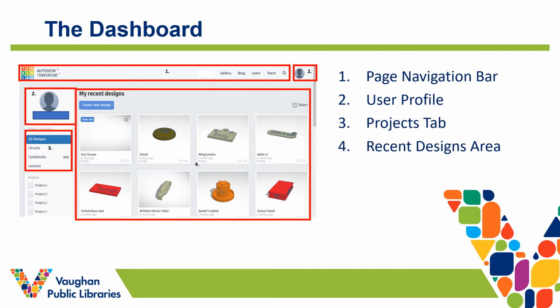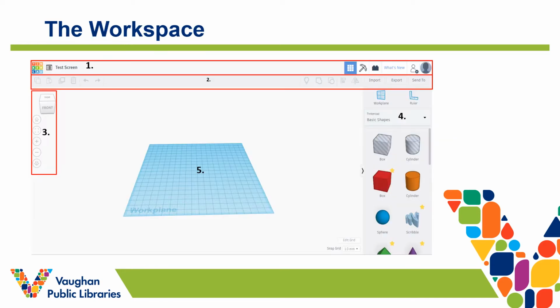Lastly, Section 4 is the Recent Designs area. You can see a list of the most recent designs created in TinkerCAD. These will be listed from the most recent to the oldest. You will also see the Create New Design button in this area, which is where you will click to begin a new file. Once you click on a file to continue working on, or have selected the Create New Design button, TinkerCAD will load up the workspace for you to use.